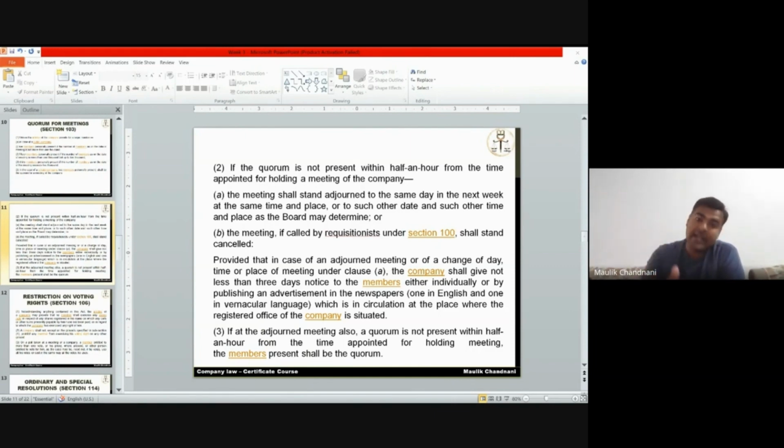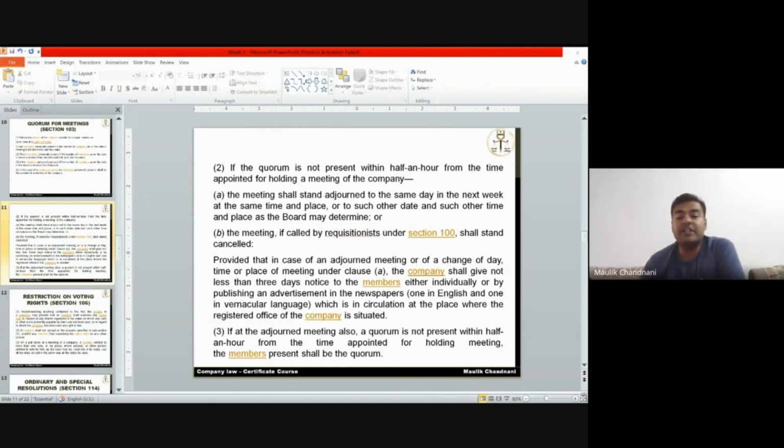Adjournment means the meeting is actually conducted, the meeting is actually commenced, and after you have commenced your meeting, you have counted that the quorum is not present. Now what we can do is we can adjourn the meeting. And cancellation means altogether we have cancelled, we are not conducting the meeting. Simple.